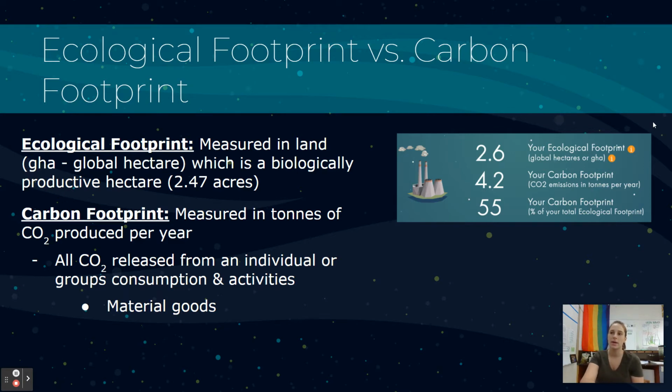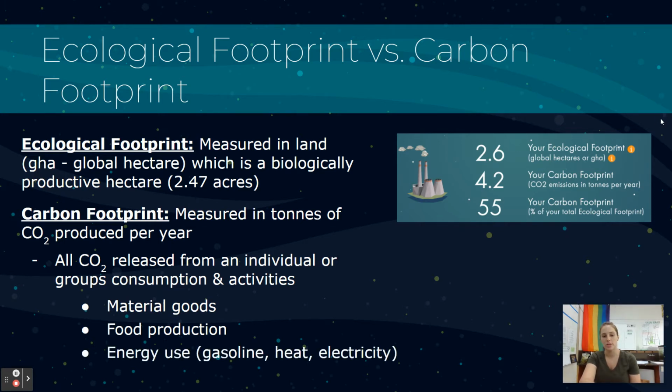It could also be based on the carbon dioxide that's outputted from the factory, or the fossil fuels that were used to make the plastic that the container is. All of those things contribute to your carbon dioxide. Also the food production. Animals themselves release carbon into the atmosphere, but food also needs to be transported to get to your local grocery store. And then the energy use: the gasoline, the heat, the electricity all release a lot of carbon dioxide into the atmosphere in order to keep you warm and keep the lights on.